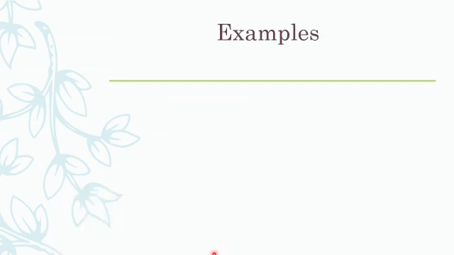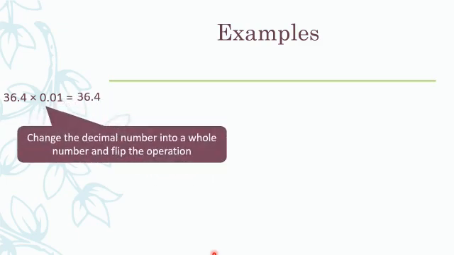Let us take examples. 36.4 times 0.01 is equal to what? First, 36.4 will stay the same. As for the decimal number 0.01, we are going to change it into a whole number and flip the operation. The multiplication operation will be division operation and 0.01 will be 100. 36.4 divided by 100. Since we are dividing by 100, the decimal point in this decimal number will be moved two steps to the left. 1, 2. So the answer is equal to 0.364.